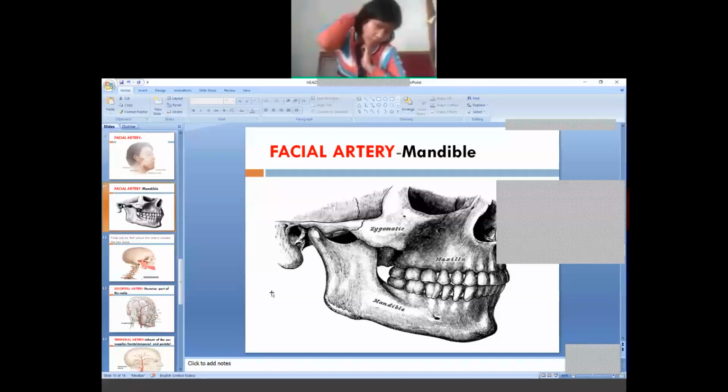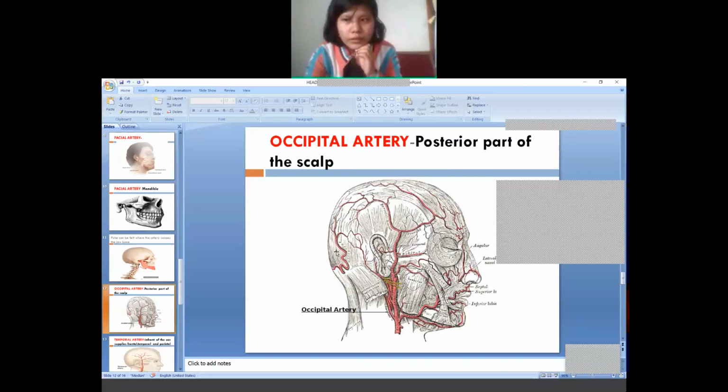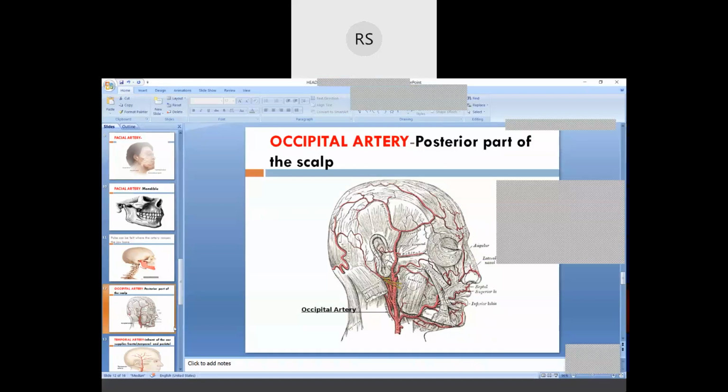Okay, then Kinisha. Occipital artery, they supply blood to which area? The posterior part of the scalp. Posterior part of the scalp, na? Okay, so posterior means back, means this, your back side, scalp here. Okay, good.